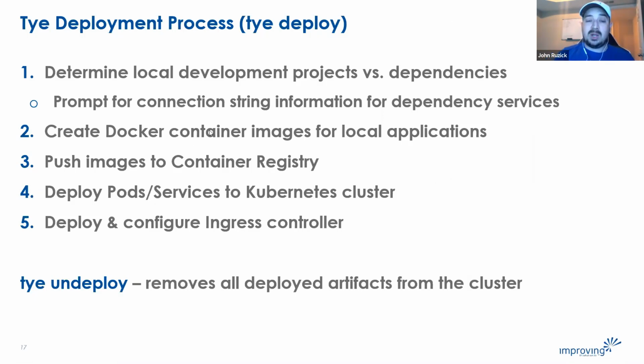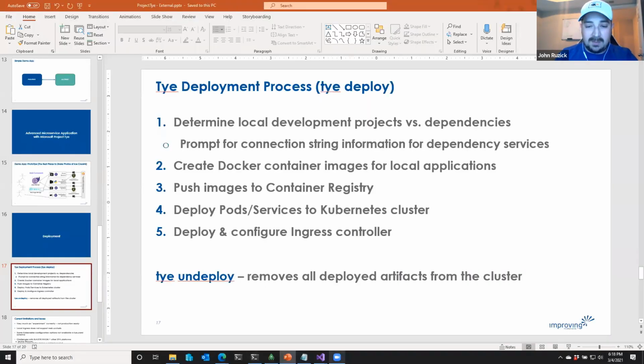Then for each of your projects, it's going to create Docker container images, and then it's going to push those to a container registry. Finally, once it's got those pushed out, it's going to create a Kubernetes manifest file that then deploys the pods and services to the Kubernetes cluster. And finally, it will take that ingress and deploy that as an ingress controller out to a Kubernetes cluster to have everything up and running. So I will show you that now.